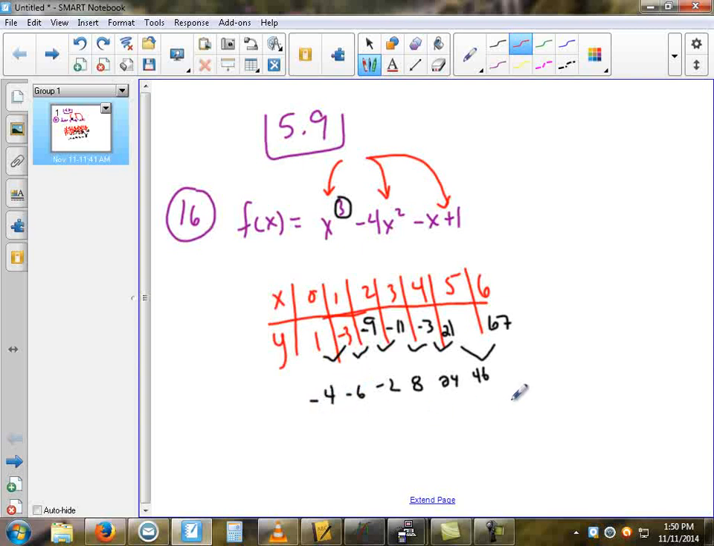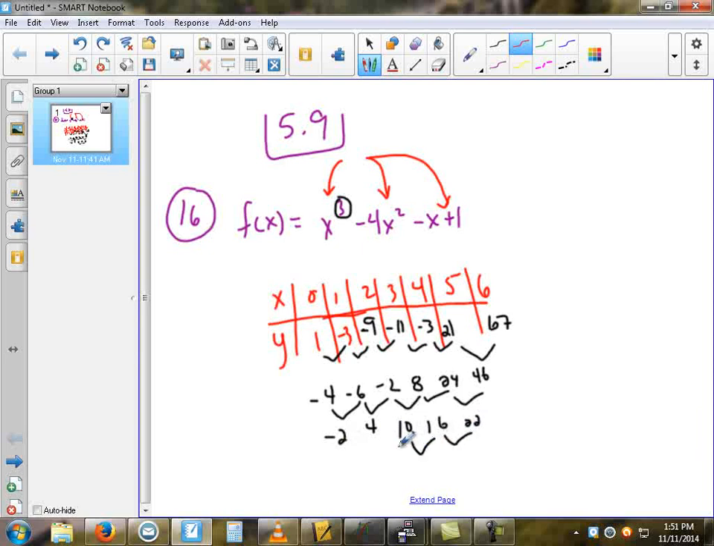Now you may look at that list and say there does not seem to be anything special going on. And you're right. To this point, nothing special is going on. So we do it again. 46 minus 24 is 22. 24 minus 8 is 16. 8 minus negative 2 is 10. Negative 2 minus negative 6 is 4. And negative 6 minus negative 4 is negative 2. Nothing too special. Now you might see a pattern emerging here, but there's nothing too special yet.